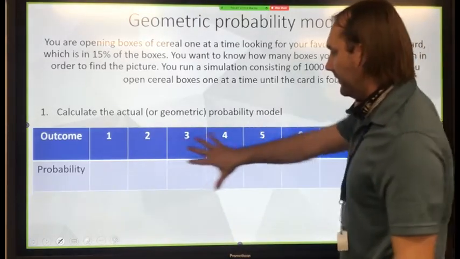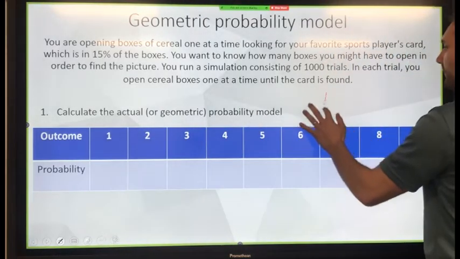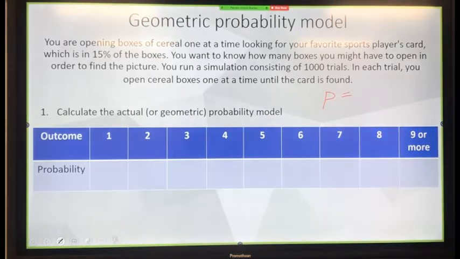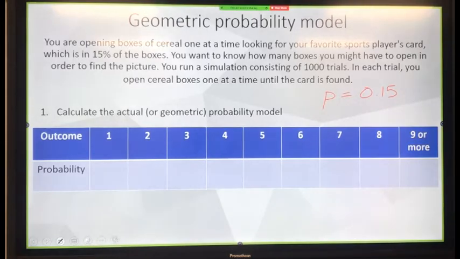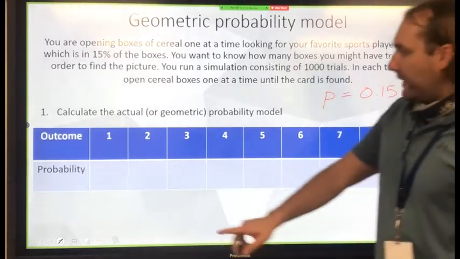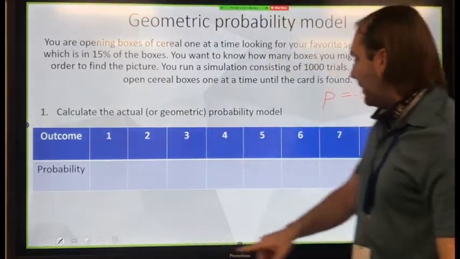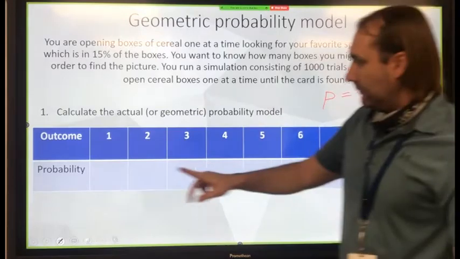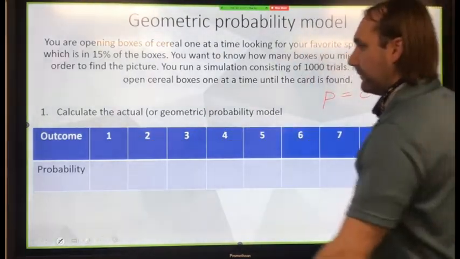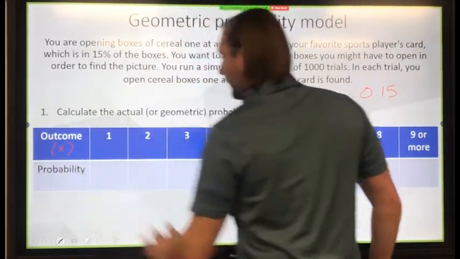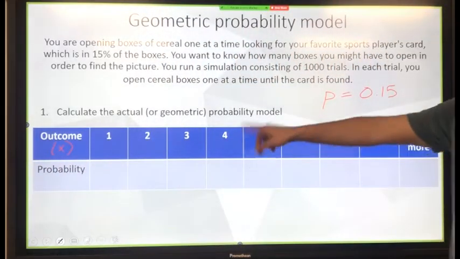So I have outcomes here. First, I need to define what is my probability for success. What is my P? 15% or 0.15. You want to make sure you put the decimal in the calculator. Now, to find the first outcome, I need to take my calculator. This is going to be my p-value, and my x value is going to be each of these on the top, right? So my outcome is going to be my x. So one by one, I'm going to go down and plug in these numbers.